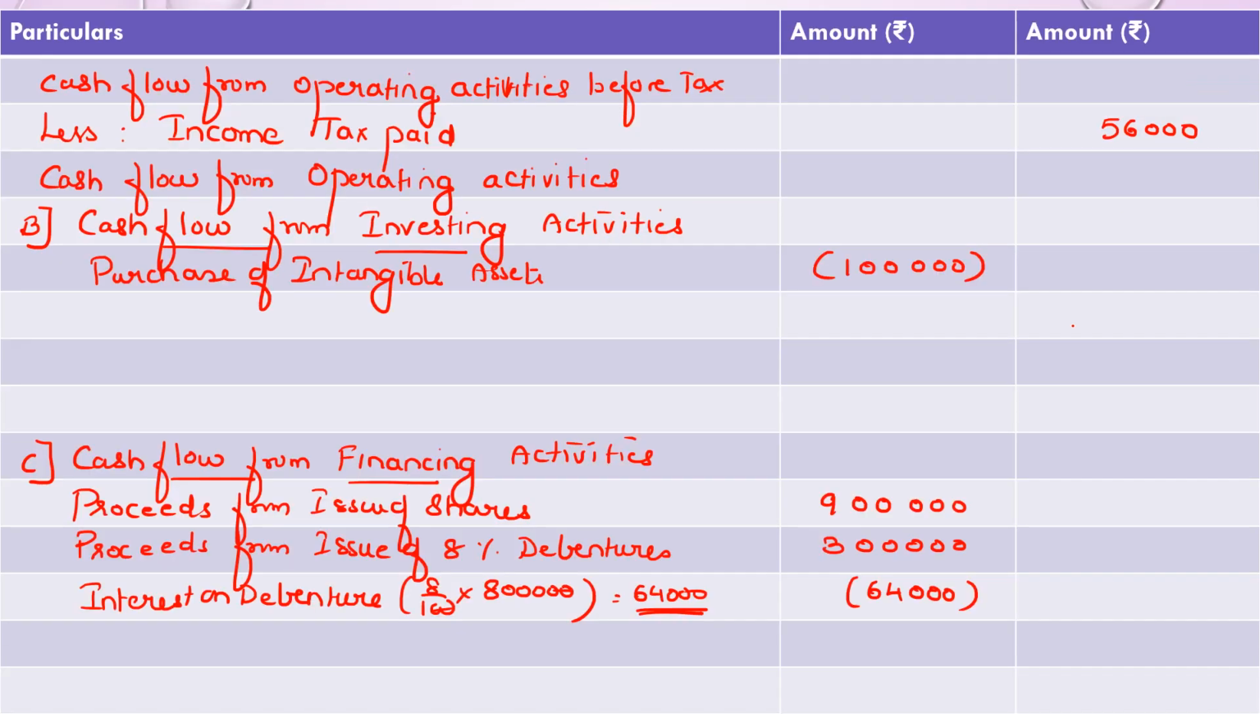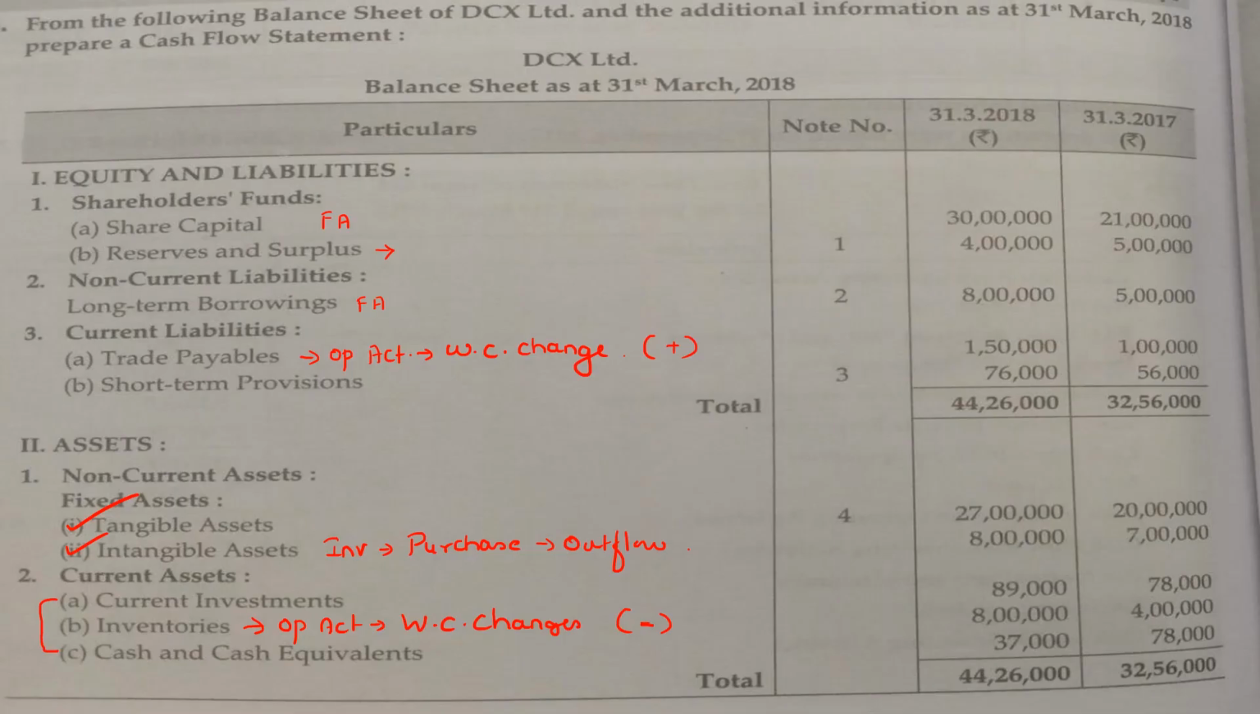Once that is done, there is only one more amount left which we're dealing with, which is the inventories. We know inventories is a part of working capital changes under operating activity, and it has increased, meaning during the year there was a purchase. So there's an outflow. So increase in current assets, subtract 4 lakh.